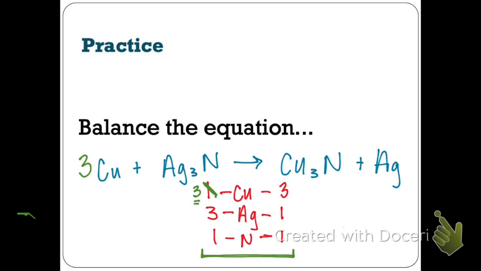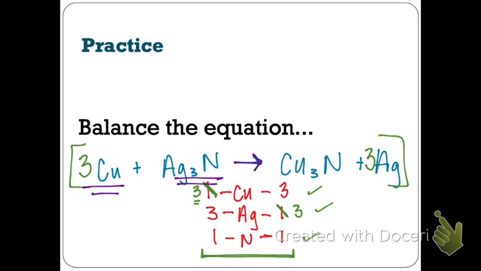So now my copper is balanced, my nitrogen is balanced, but my silver is not. So can you see what I'm going to have to do with my Ag? Make it a 3. On the right-hand side, what am I going to do? I'm going to make that a 3, and then I'll recount and say, okay, on the right, I have 3 silvers, which means that now this is a fully balanced chemical reaction, right? I put in 3 coppers, 1 compound of silver nitride, and from that, I get 1 compound of copper nitride and 3 silver atoms.